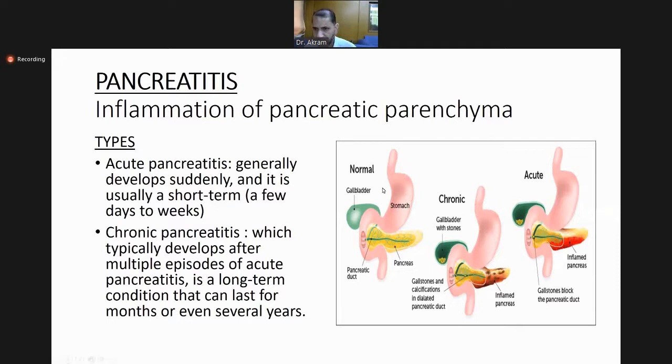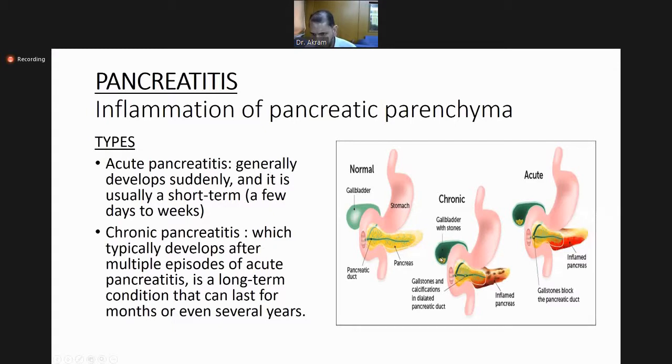The most common cause of acute pancreatitis in our society, in our region, is gallstone. And this is a gallstone. If you look, this is the normal: this is the stomach, pylorus, duodenum, pancreatic duct. This is the gallbladder. Normally, bile flows through the common bile duct into the duodenum. The pancreatic secretions open into the second part of the duodenum through the ampulla of Vater, the pancreatic duct.